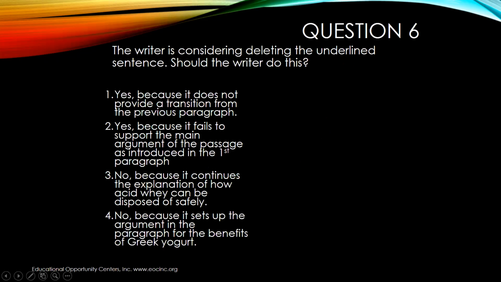How about question number 6? The writer is considering deleting the underlined sentence. What do you think the writer should do? Carolyn, do you want to have everybody put a guess in and I'll just read the chat? Yeah, that's a great idea. So everybody wants to just take a guess? And Tammy, even if you just have a consensus, you could even just give a consensus. So the consensus is D. And D is the correct answer. We've got a very smart group here today.